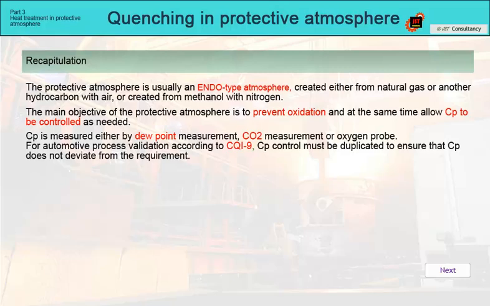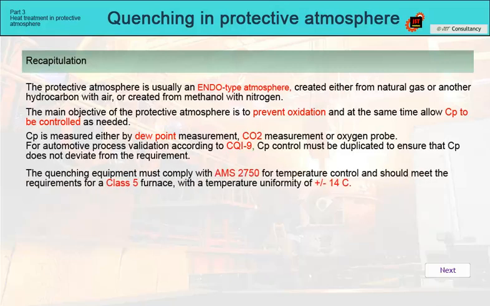For process validation for the automotive industry, according to CQI-9, the CP check must be duplicated to ensure that the CP does not deviate from the requirement. The hardening equipment must comply with AMS 2750 for temperature control and should meet the conditions for furnace class 5 with a temperature uniformity of ± 14 degrees Celsius.